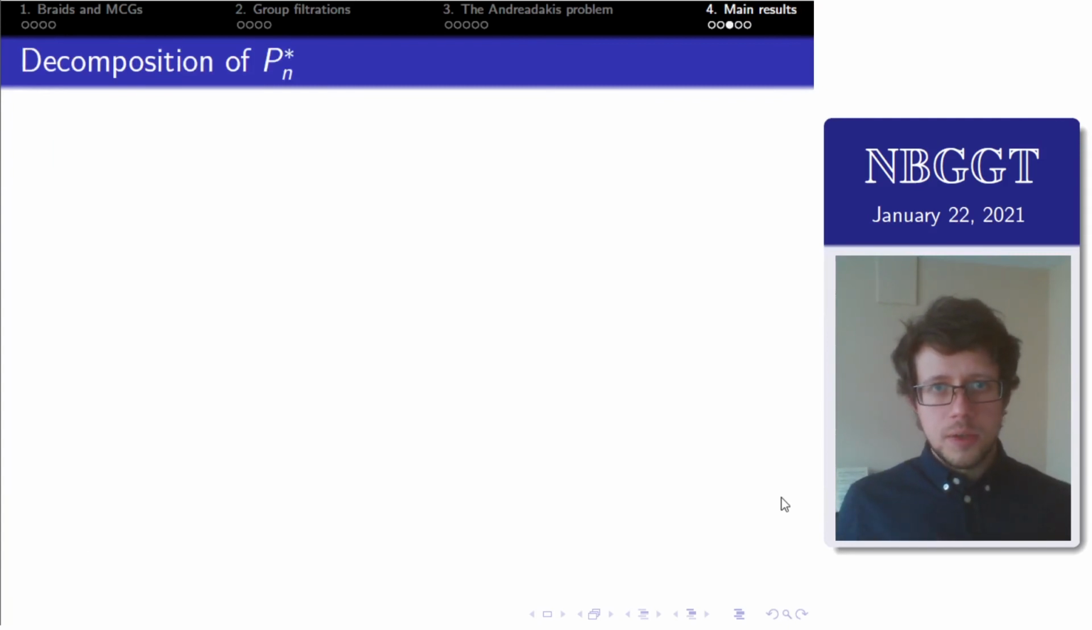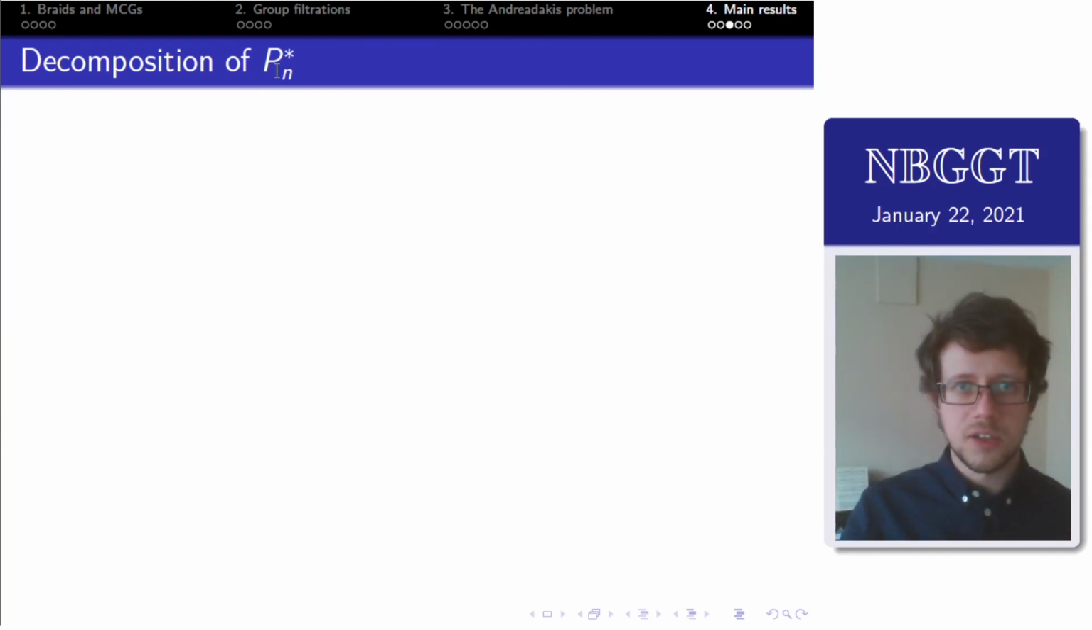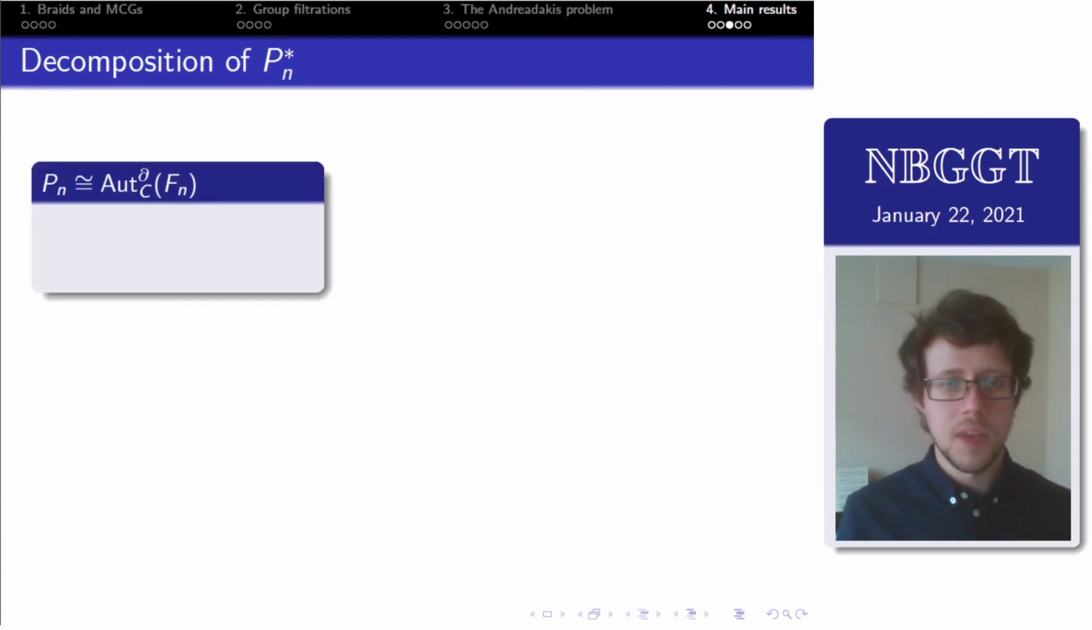Okay, so to show this, to prove this theorem, we have to use a decomposition of this group. And so I'm getting back to what I said about Artin actions, that the Artin action for this group is the quotient of the usual one for braids. So let me remind you of what was true for braids.